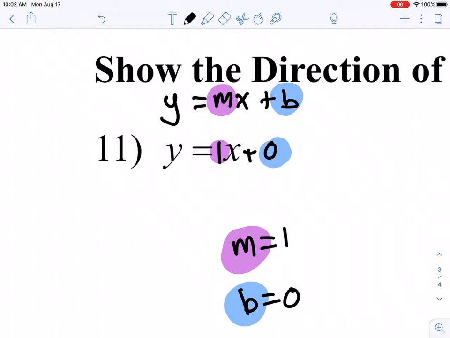So this is kind of the trickiest one. When you see y equals x and you go, oh no, there's not enough information. There really is. That is y equals 1x, so that gives us our slope value of 1, or we can write it as 1 over 1. And if there's no b, we can say b equals 0. And then the direction here, it's positive, so it's going to go up, and we always go to the right.